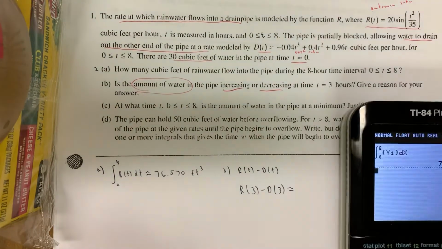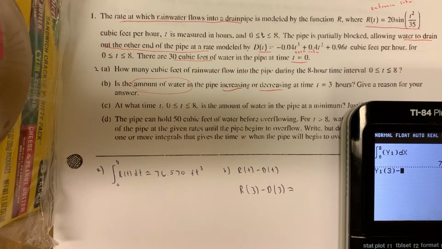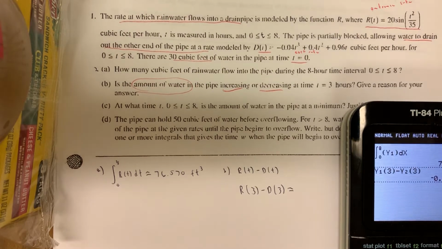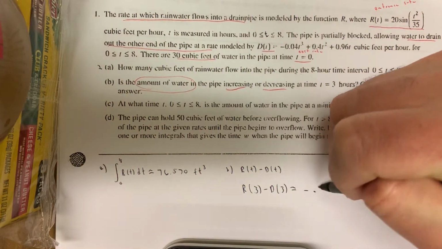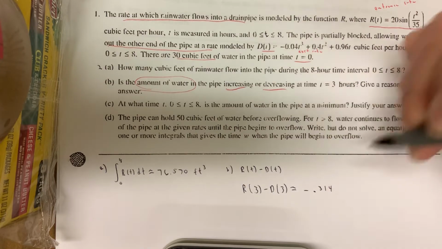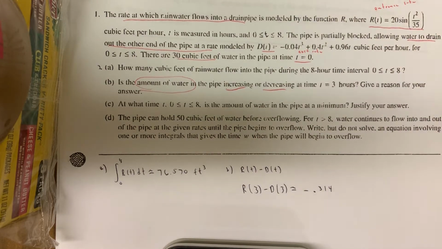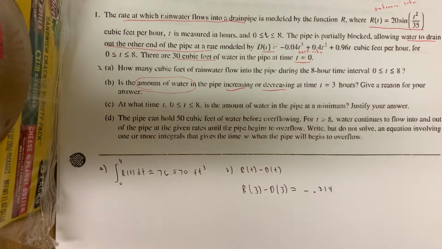All right, so a little calculator over here. So Y1 of 3 minus Y2 of 3. Okay, I popped that in my calculator. I got negative 0.314. All right, so since the rate of change of the amount of water in the pipe is negative, that means the amount of water in the pipe is going to be decreasing, okay?